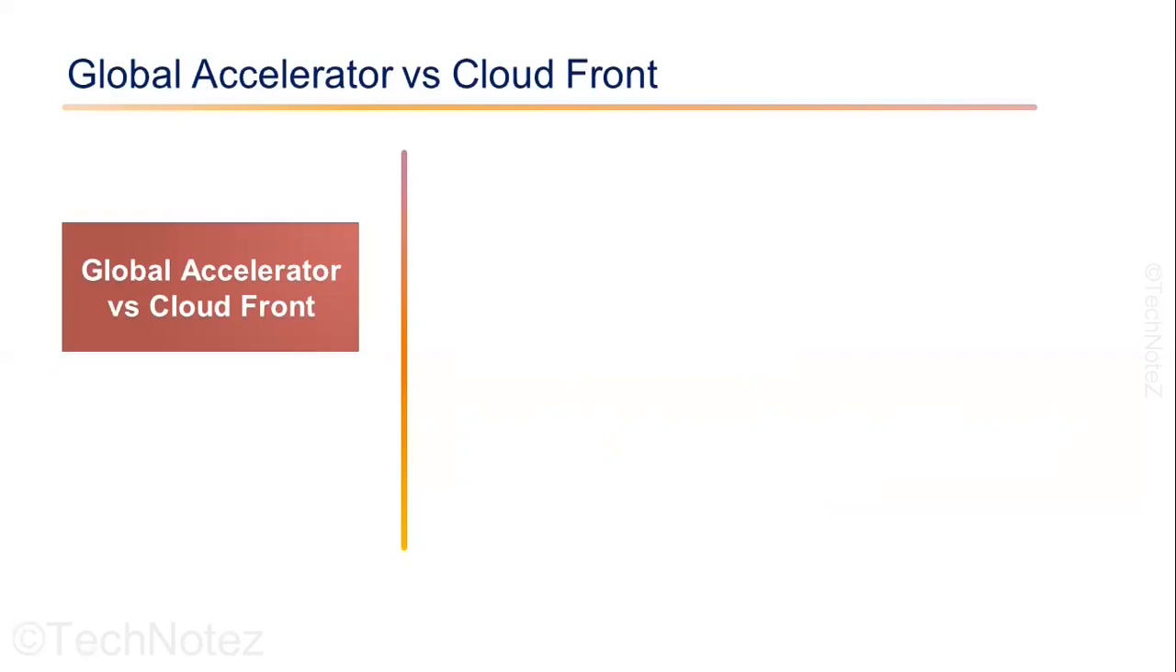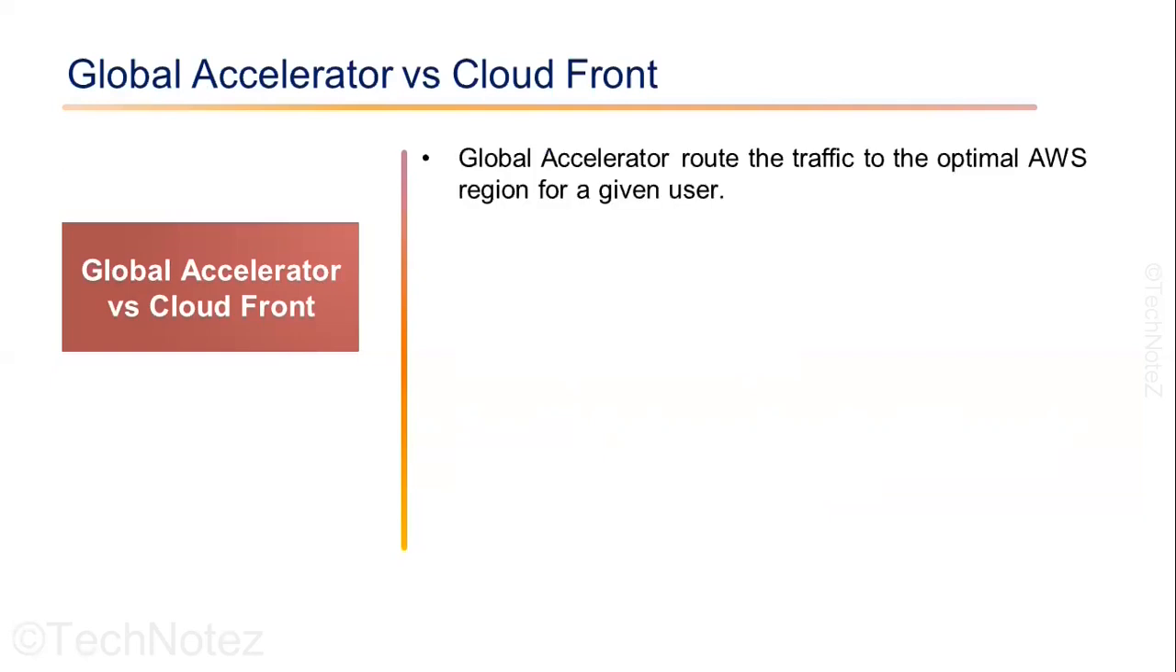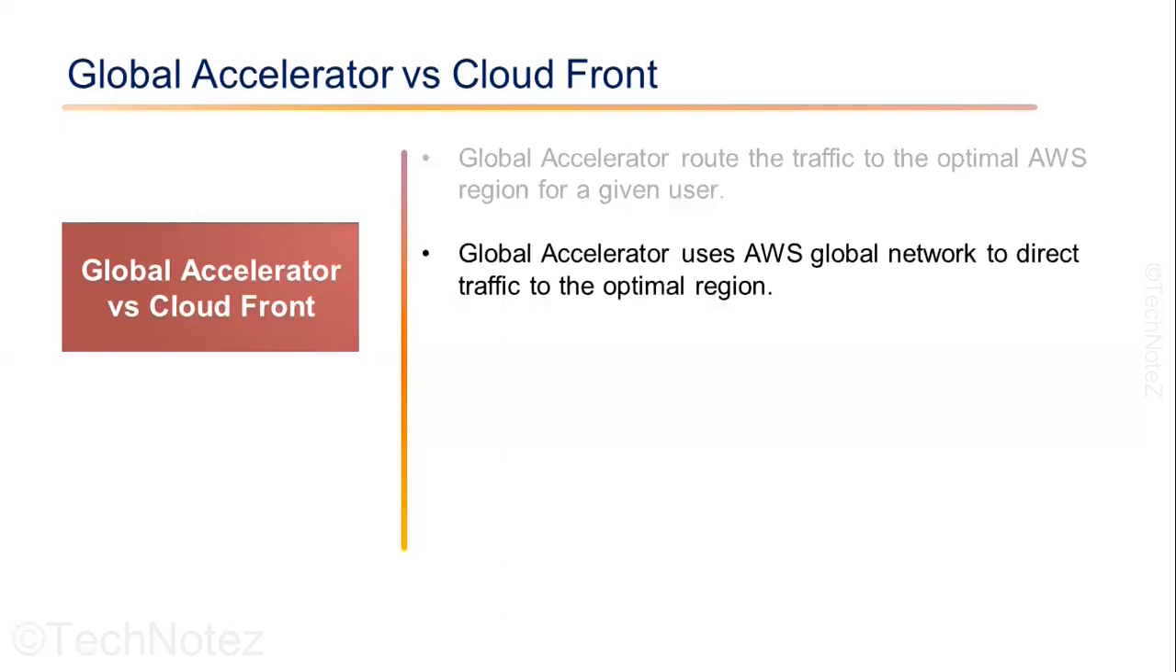AWS Global Accelerator and Amazon CloudFront are both services offered by AWS, but they serve different purposes. AWS Global Accelerator is a service that improves the availability and performance of applications by routing the traffic to the optimal AWS region for a given user. It uses the AWS Global Network to direct the traffic to the optimal AWS region based on factors such as geographical locations, application health, and network congestion. It can improve application performance, reduce latency, and increase the availability for users around the world.